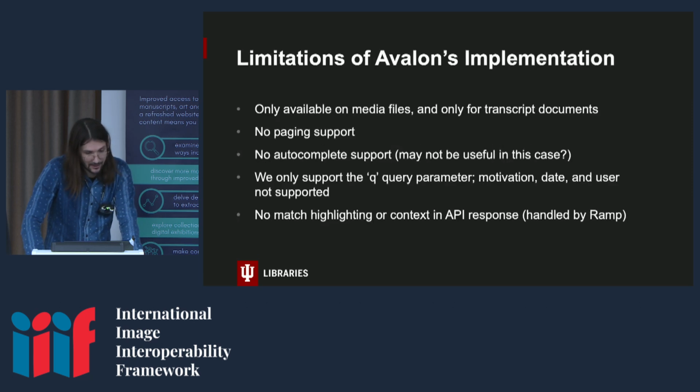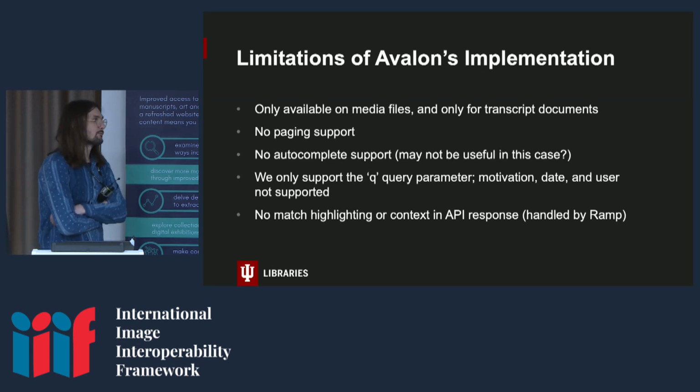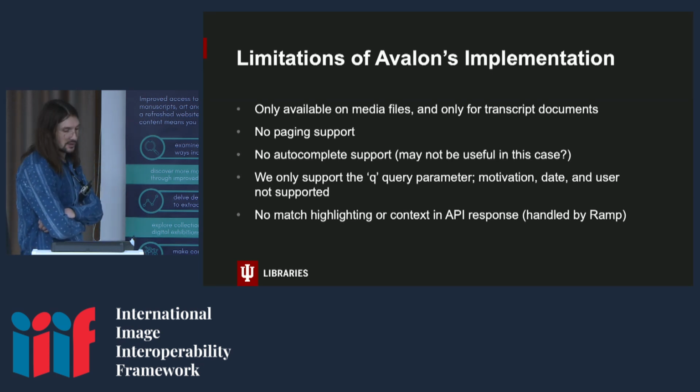So there are a bunch of limitations. There's a bunch of stuff that we could be doing with content search, but of course for this initial implementation, it was pretty much this use case for only transcripts and only on media files. So there are a lot of things in the API that we didn't add in. There's no paging support, no autocomplete support. We don't support all of the query parameters in the spec, just the mandatory one. And the big one is no match highlighting or context.